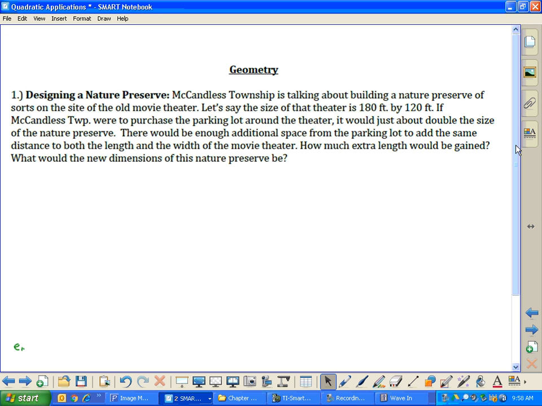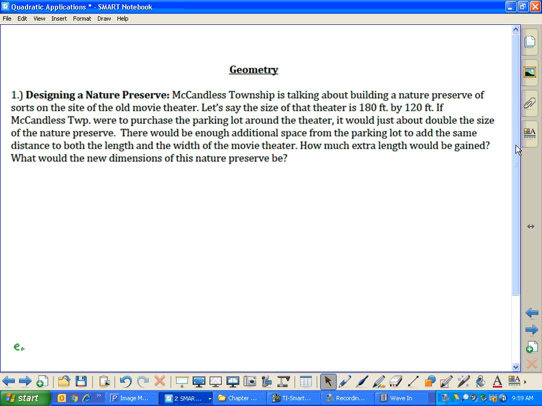If McCandless Township were to purchase the parking lot around that theater, you know where like the park and ride is, if they were to buy that too, because that's also on the table, it could double the size of that wetland, double the area of that wetland. There would be enough additional space from the parking lot to add the same distance to both the length and the width of the movie theater. So they could go out from the movie theater as far as they go off to the side.